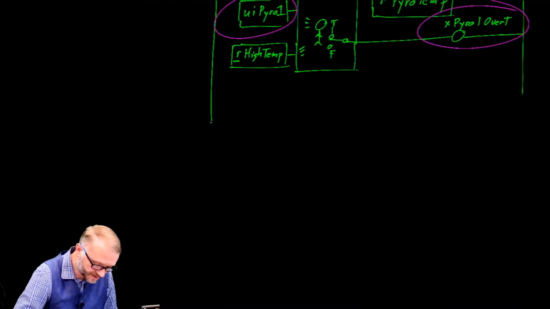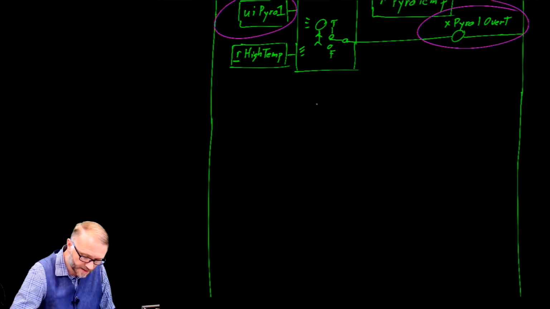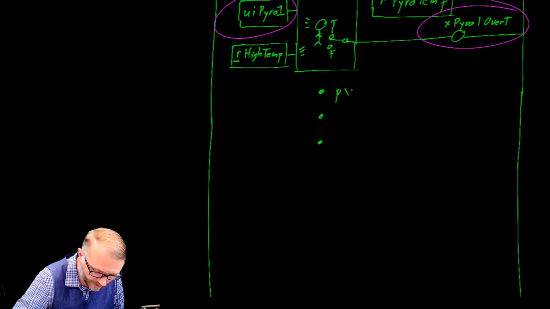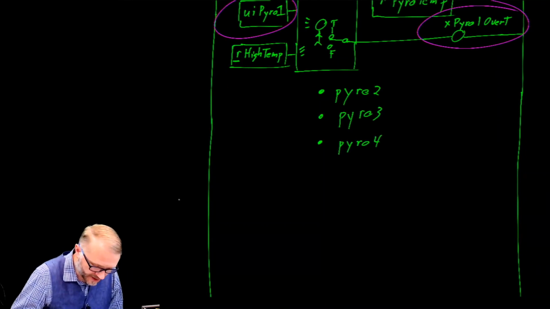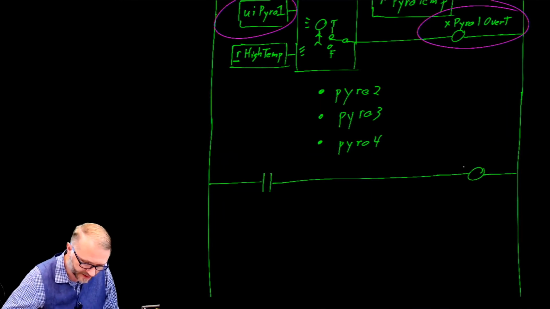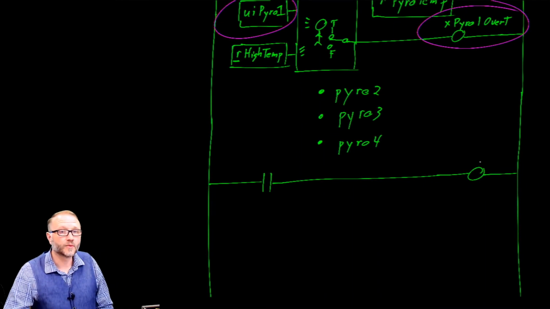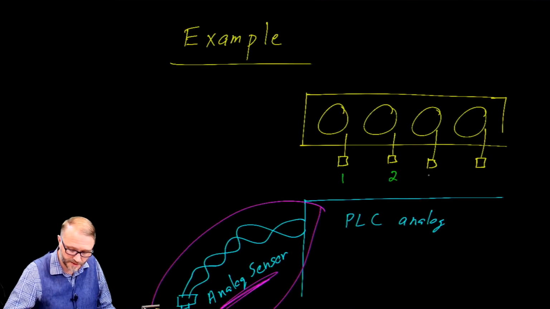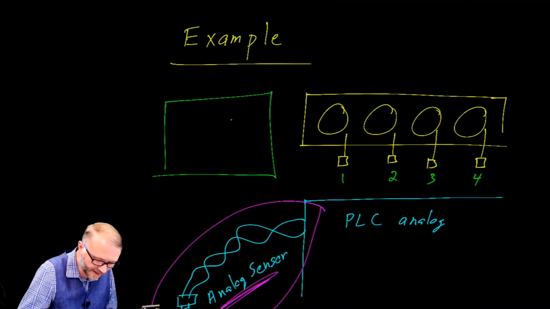As far as our logic is concerned, we are going to say that there are 4 of these, 1 for pyro 2, pyro 3, and pyro 4. And now I'll tell you the objective. We want to have a lamp over here that will activate when any of those exhaust temperatures are too high. So pyro 1, 2, 3, 4. If any of these is too high, maybe we want a lamp here that says over temp.